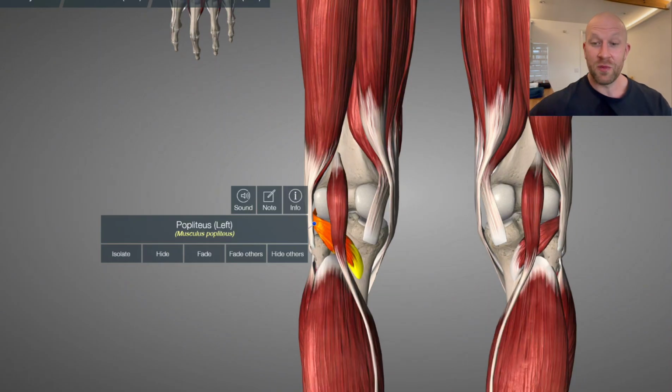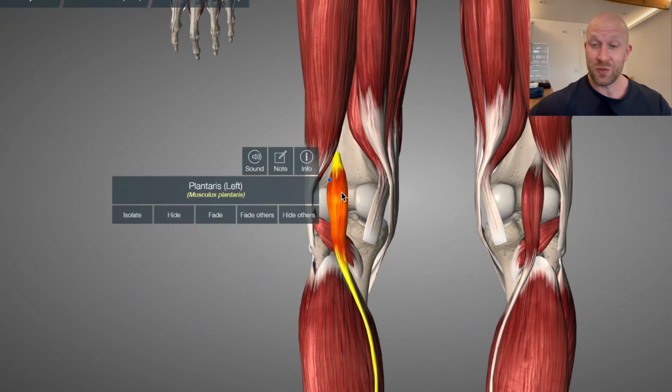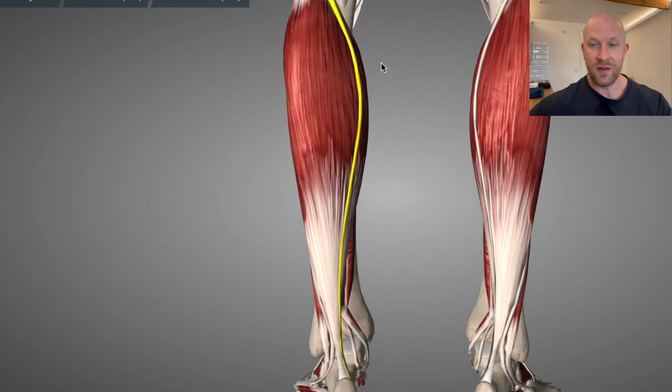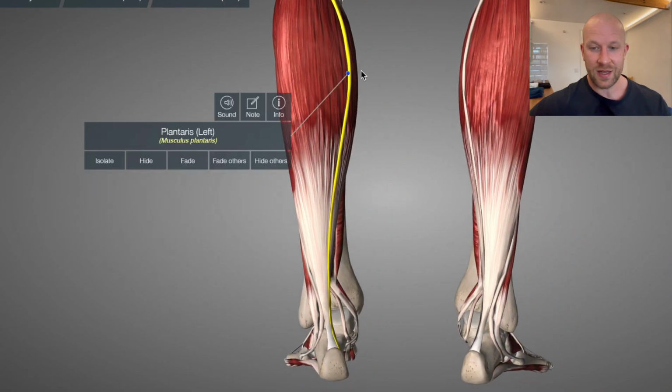We add the layers back on and we've got plantaris, another vestigial muscle. Not everybody's got one of these. A relatively small muscle belly for a comparatively large tendon. And this tendon comes down into the calcaneus via the Achilles tendon.